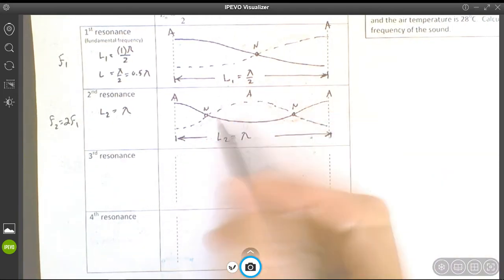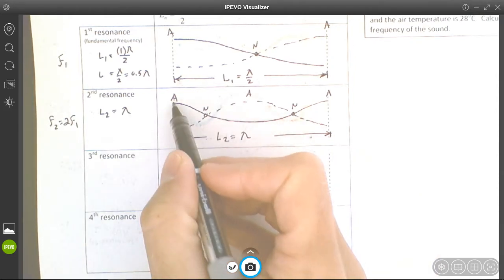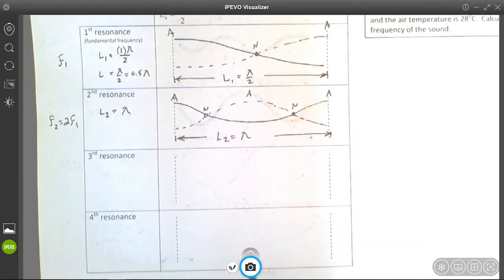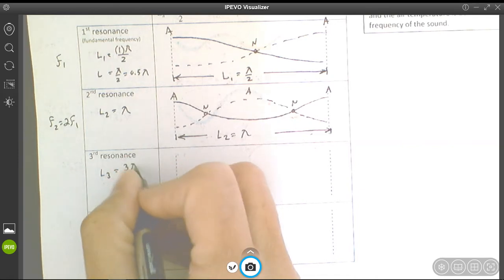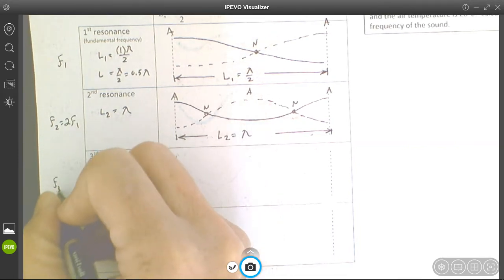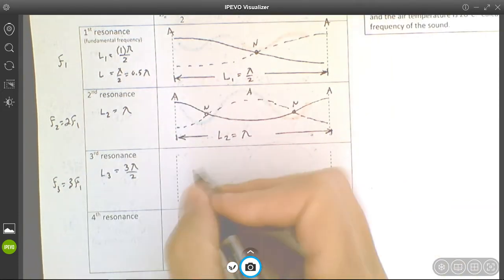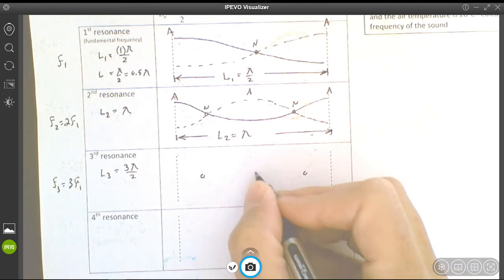One wavelength, because node to node or antinode to antinode is one wavelength. And then from a node to an antinode is a quarter. So a quarter, a half, and a quarter makes one. Third resonance length, just like before, 3 lambda over 2. We're now at 3 times the fundamental frequency. And there's going to be a quarter and one in the middle.